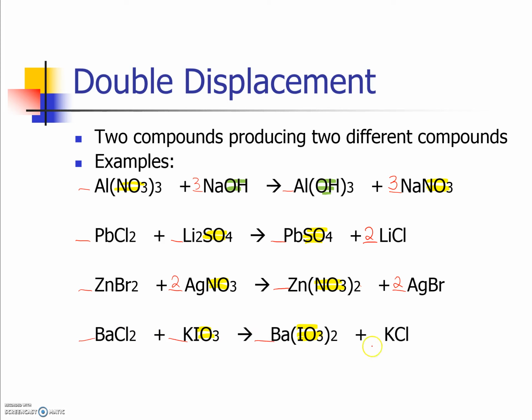And let's check out this last one here. 1 Ba, I have 1 Ba, I have 2 Cls, now I have 2 Cls, I have 2 Ks, now I have 2 Ks, I have 2 IO3s, I have 2 IO3s, all balanced.